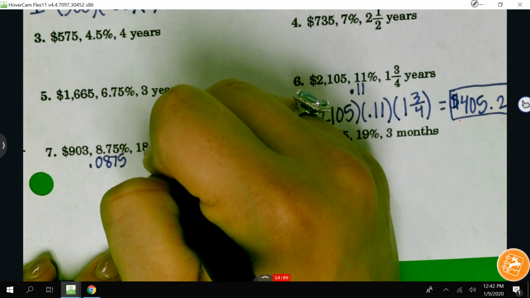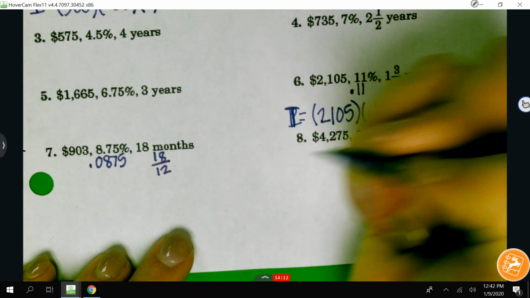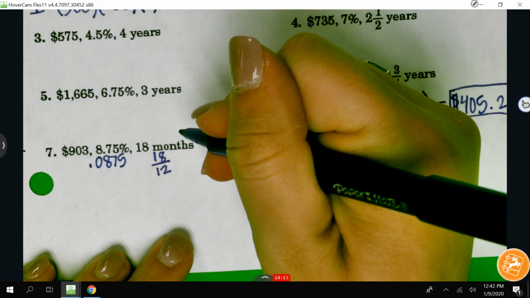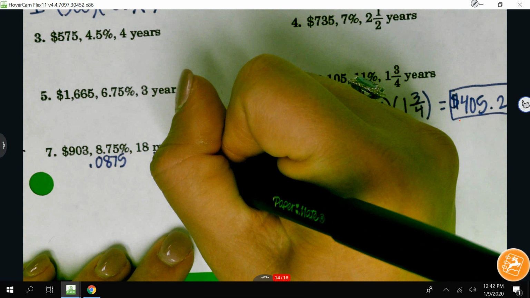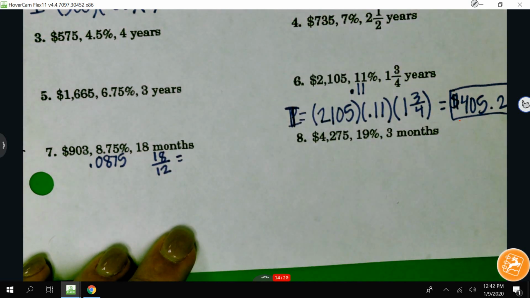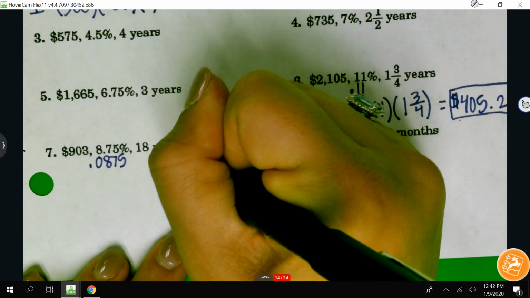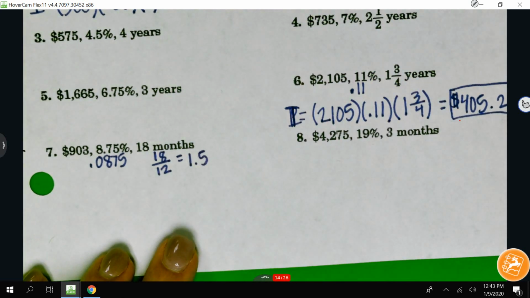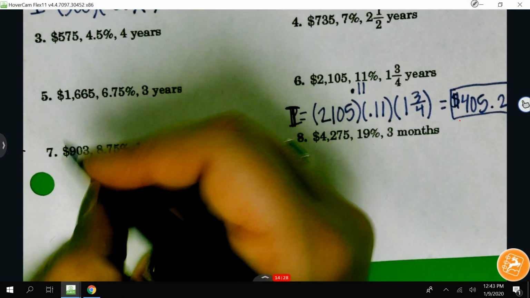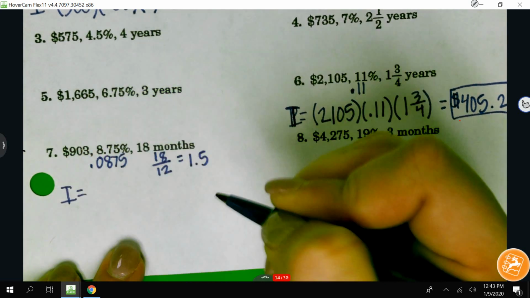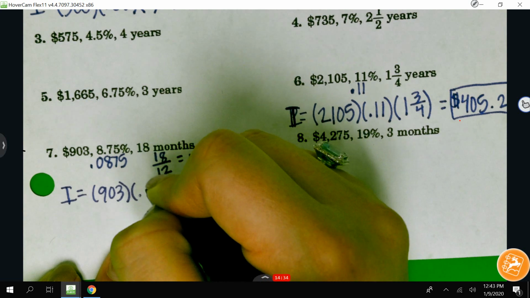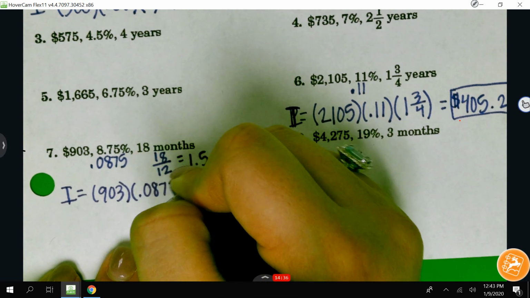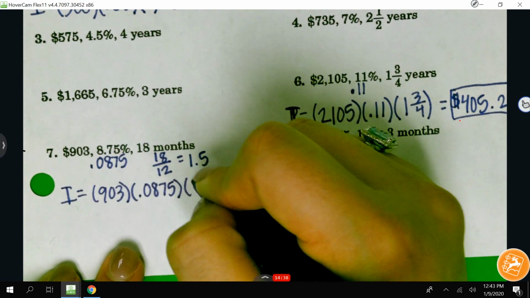Divide by 12. So 18 divided by 12. You could simply just plug that fraction in your formula if you wanted to, or you could go ahead and get the decimal out of it. 1.5. So now I can find out I. So that's 903 times 0.0875 times 1.5.